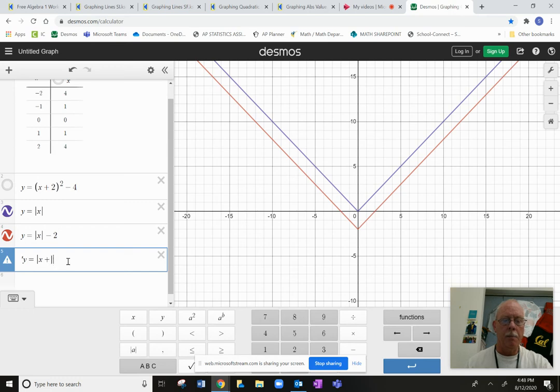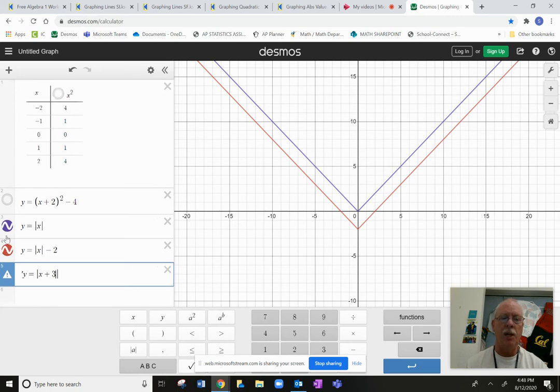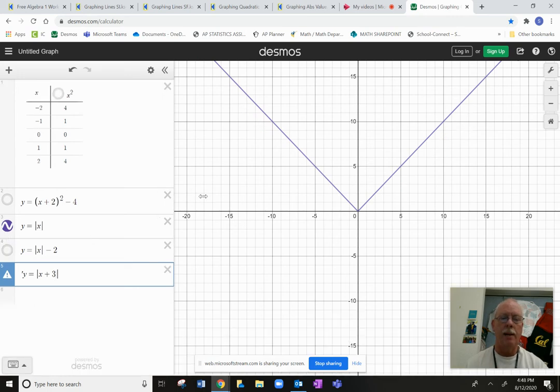I'm going to put a +3 in here, and I want you to stop the video for a second, and I want you to guess what movement that's going to make for the absolute value of x. How is it going to change? How is it going to be different than the purple graph? What change is going to happen?